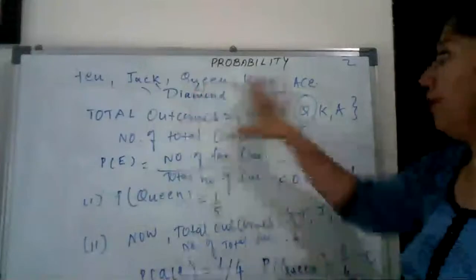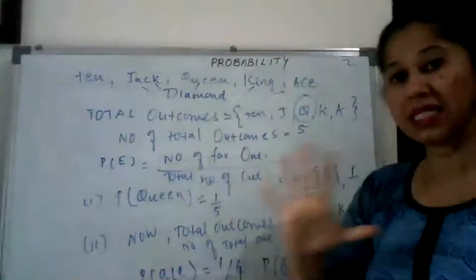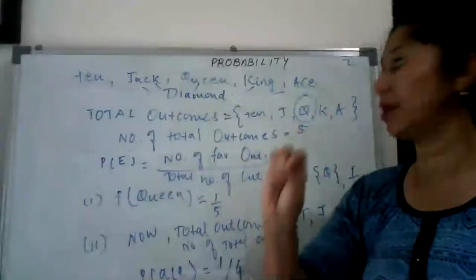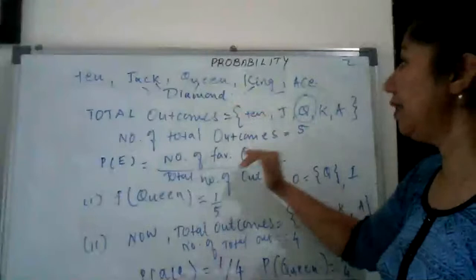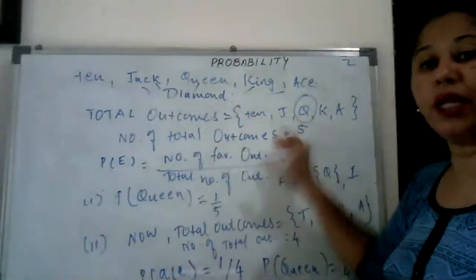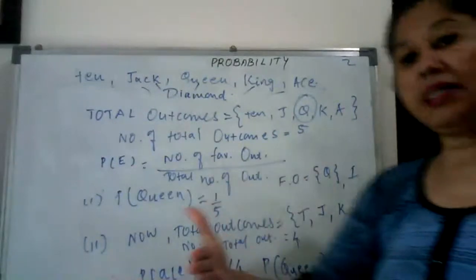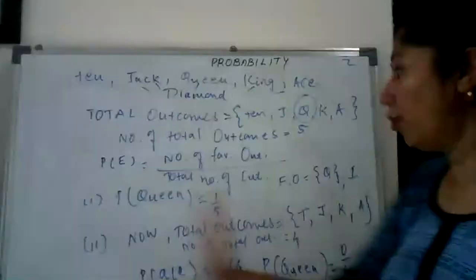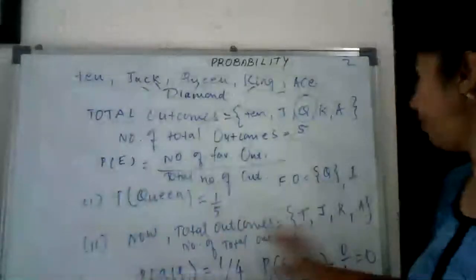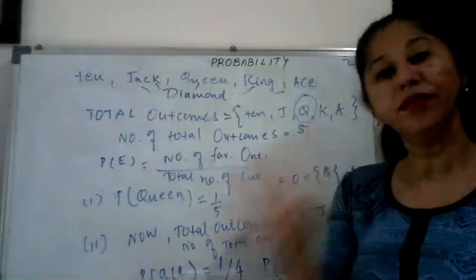We were given with 5 cards, so we don't have to consider all 52 cards here. Since we are given with 5, our total outcomes are 5 here. And then they ask you to find out the probability of queen. So there is only one queen in 5 cards, so it becomes 1 on 5. Then the second condition says that we removed the queen card, so now we are left with only 4 cards with us. So total outcomes become 4.